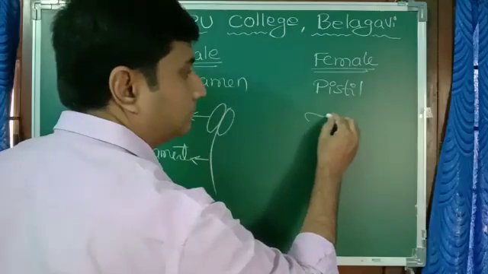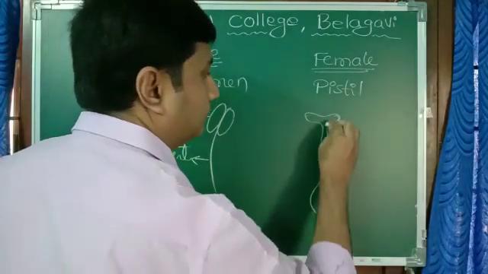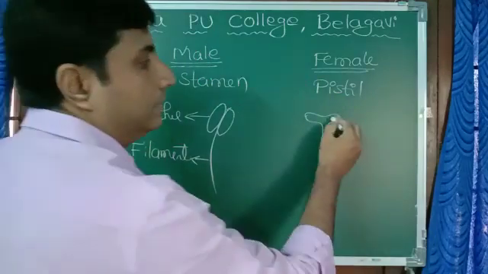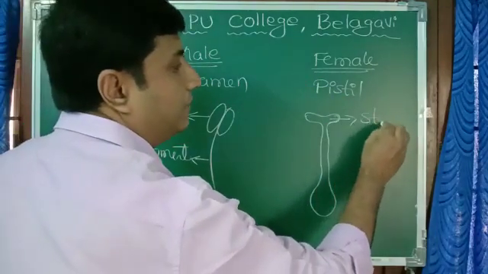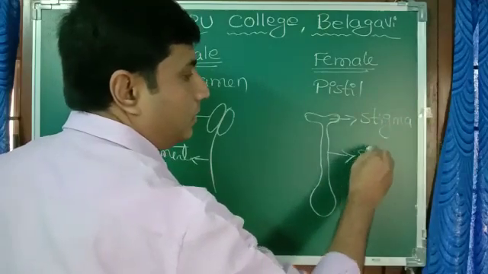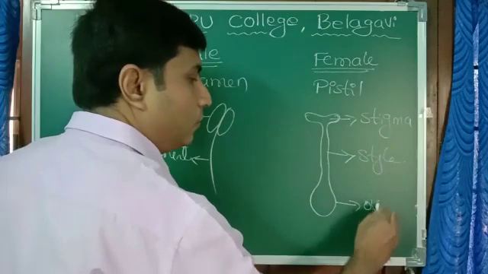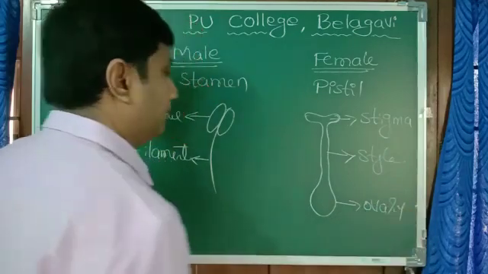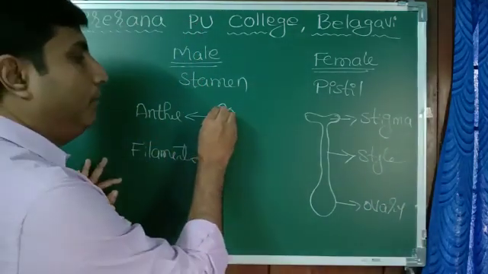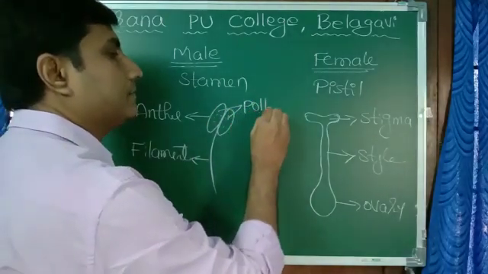Pistil is somewhat like this. This is the pistil. This part is called the stigma. This part is called the style. This is called the ovary. In the anther, pollen grains are produced. These are pollen grains.